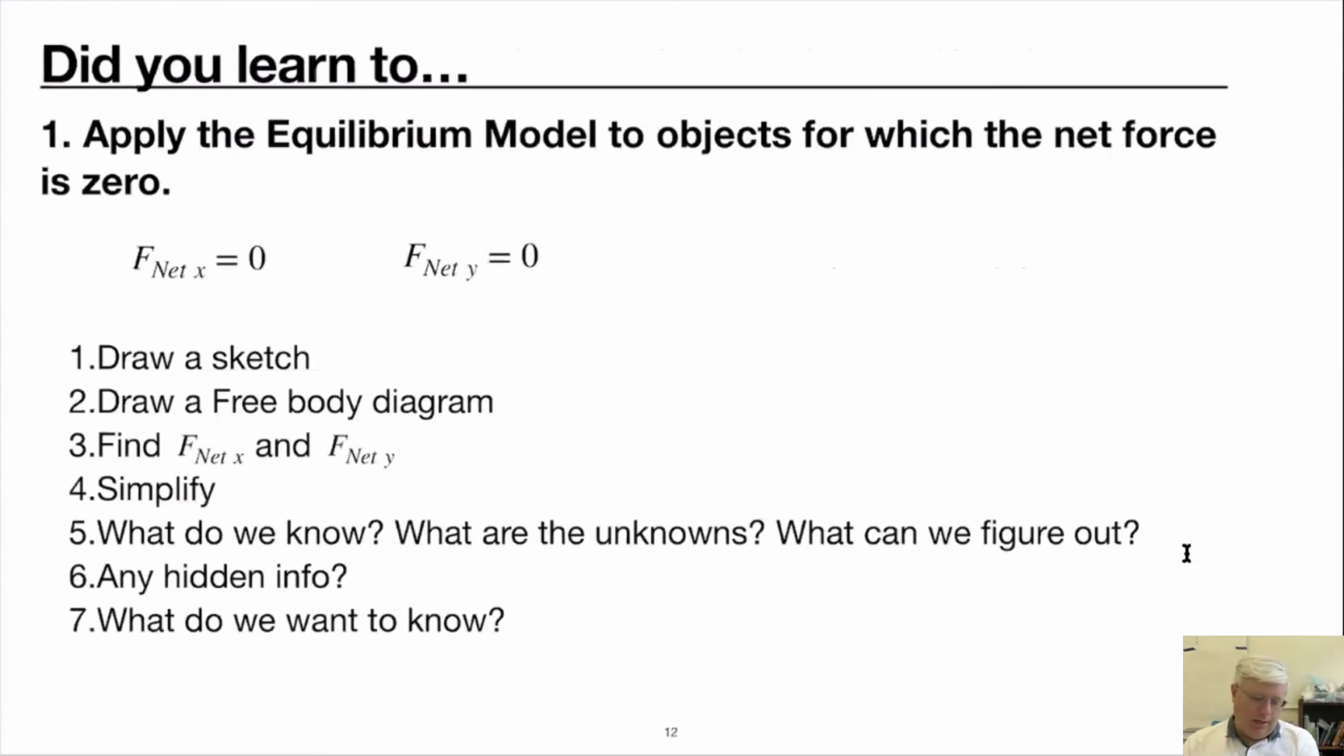And so, did you learn to apply the equilibrium model to objects for which the net force is 0? So we know in equilibrium, we're either at rest or at a constant velocity, but either way, it's equilibrium, and there is a net force of 0. And we can break this up into its x and y components. And then if you want, you can follow these steps. If you're having some trouble, or if you develop your own way of doing it, that's fine too. But these are just some things that I think will help you get through the problems, especially if you get stuck. And that's it for lesson 16.